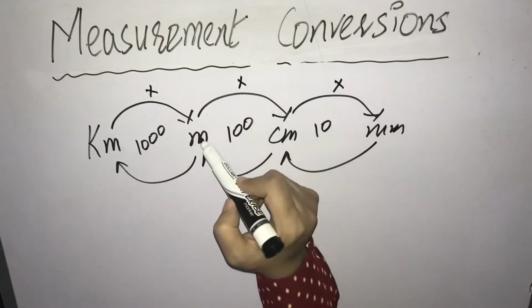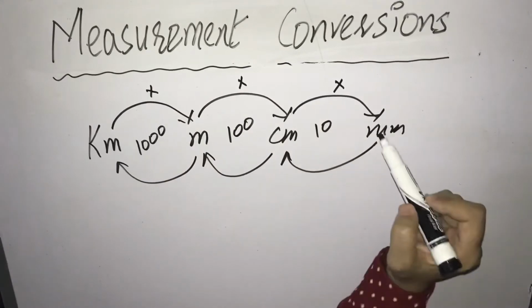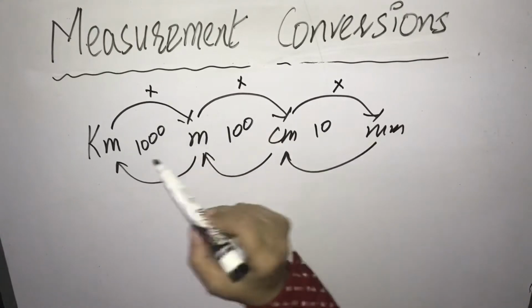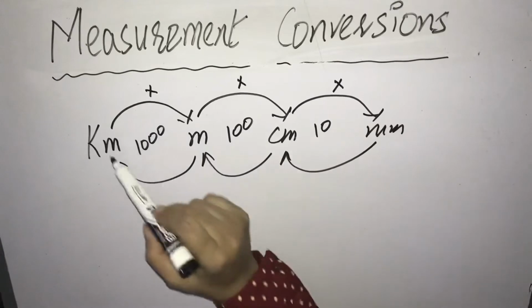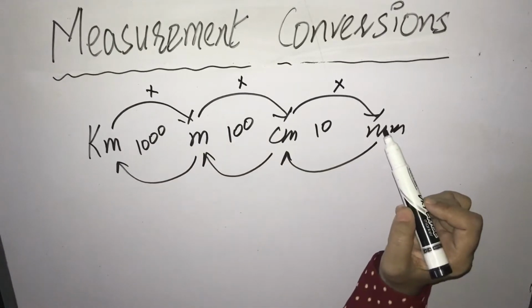Here the relation is of 3 zeros. Here the relation is of 2 zeros. This is the relationship of 1 zero. If we directly go from kilometer to centimeter, we shall use 5 zeros. And similarly, if we go from kilometer to millimeter, we have to use the relationship of 6 zeros.